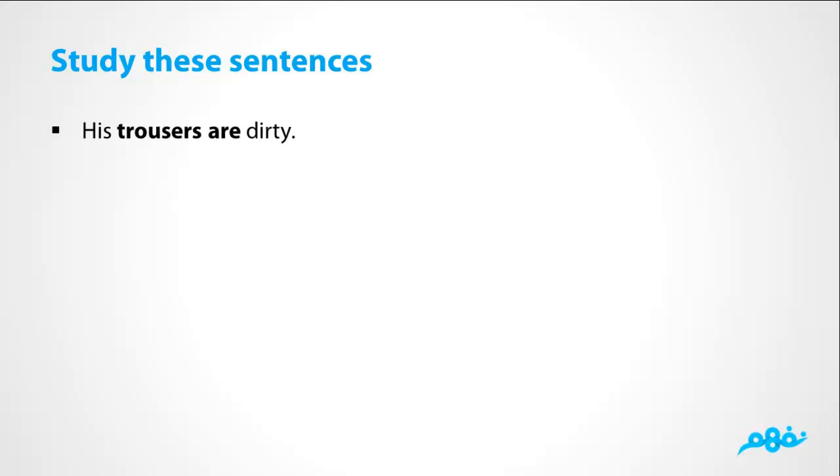His trousers are dirty. A pair of trousers doesn't cost much money. Here, the word trousers in these two sentences is used as plural and as singular, according to its way of use. When we talk about trousers, without saying a pair of, it must be used with a plural verb. His trousers are dirty. But when we say a pair of trousers, we say doesn't, because we talk about a pair, only one pair.